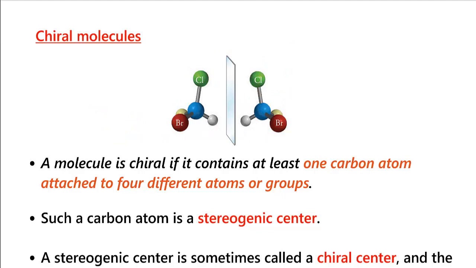In other words, I can say this molecule and its mirror image are not superimposable. This means this is an example of a chiral molecule. So this molecule is chiral. A molecule is chiral if it contains at least 1 carbon atom attached to 4 different atoms or groups. Now in this case, you have seen that if you try to superimpose this mirror image onto the molecule, it does not superimpose.